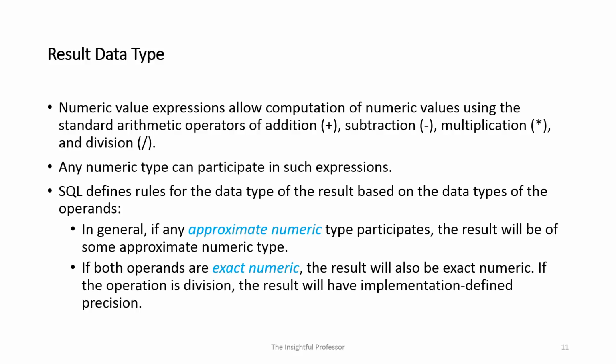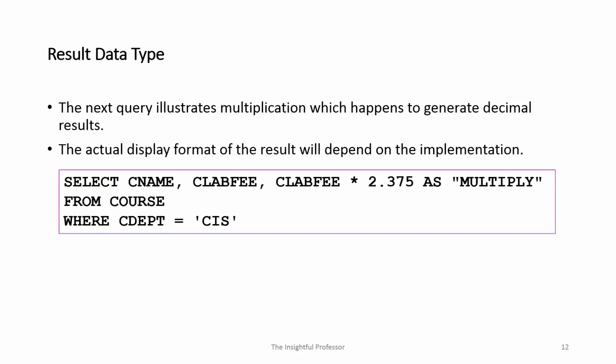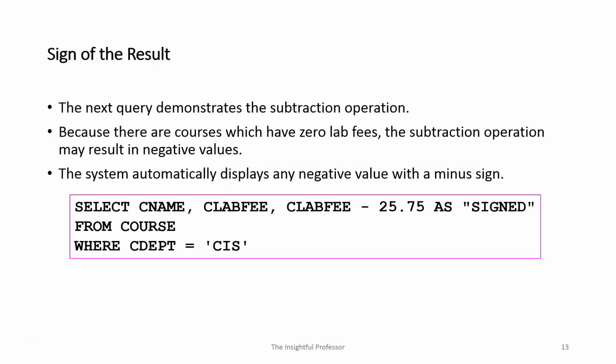So let's go back to the database and take a peek. We've already looked at this multiply, and we saw how that worked, that it did have a value that was shown differently between Oracle and SQL Server, but the essence of the values were the same. So again, that's kind of implementation dependent. Here's another little twist. We're going to do a subtraction, and we're going to show you that simply the result of subtraction could yield a negative number, and the system will show a sign.